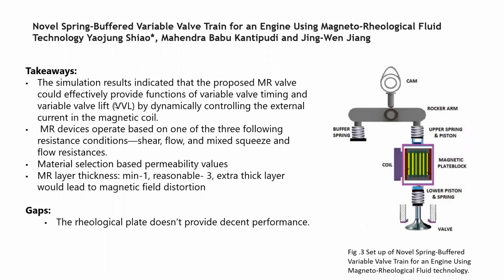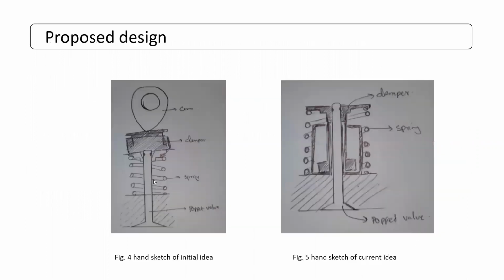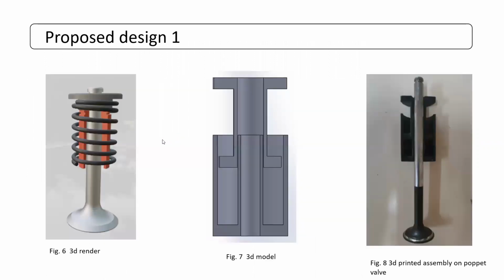So what we have done is, here we have the cam, the rocker arm, the upper spring and the piston, and this is the valve. Now what we are proposing, I'll show you the final. This is a hand sketch. I will show the final design. Here, what we are proposing is this. This is a simple 3D model we have generated, but we have not fabricated.